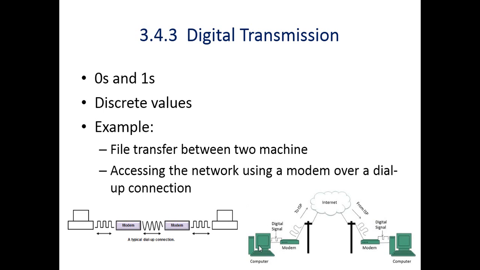This is another example. This is the computer, and digital signaling is used. Digital data is converted into an analog signal using the modem and transferred over the internet, and the receiver side modem converts the analog signal data into a digital signal and stores the digital data in the client computer.